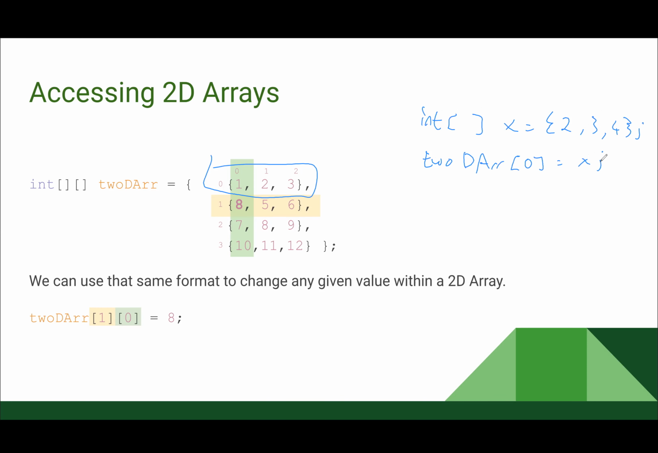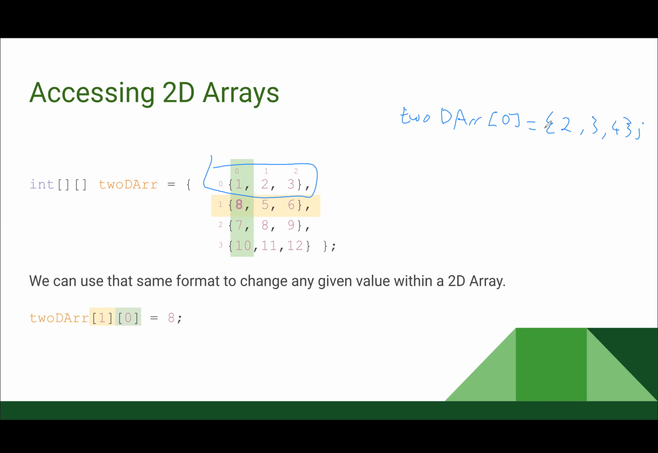For reasons that I'm not entirely sure of at the moment, we are not allowed to do this. Let me move some stuff. I'm not allowed to say my 2D array at index 0 equals this array. I'm not 100% sure why right now. I'm going to do some research and try and figure it out. But if you want to overwrite an entire row, you need to make a separate variable and then assign that variable to that row.